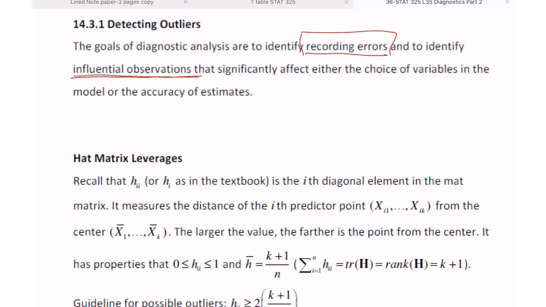Again, that's kind of hard to find and tedious, but it can be done. So with what we do here, we can't determine whether it's a recording error. We will just identify whether it's an influential or possible outlier observation. And these influential observations or outliers will significantly affect either the choice of the variables or the accuracy of the estimates. Okay? So influential observations and outliers are actually two different things. Influential points change your estimates, change the model. Outliers could change the model, but they're far away from everybody else. So depending on where in the values of x they occur, that determines how influential they are.